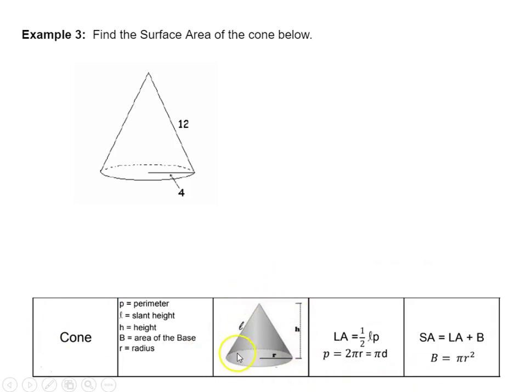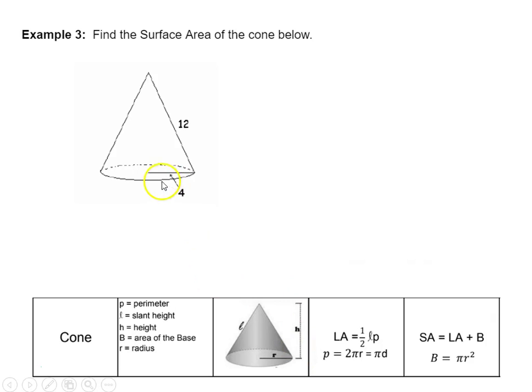Here's our cone. We have this kind of fancy looking L right here. That's a script L, and that L stands for the slant height. The slant height of a cone is from the base of the cone up to the vertex, or the point of the cone here. And in this case, that slant height is 12. It's this length from here to here.